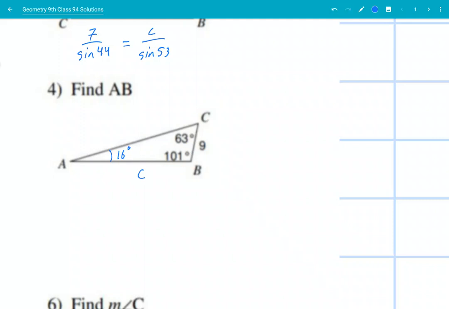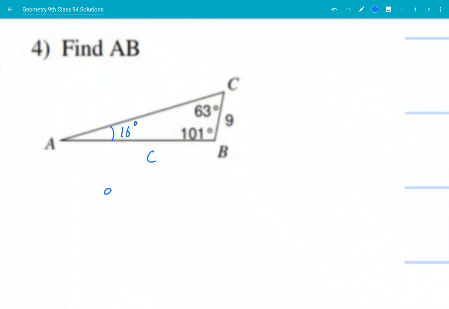So we're going to say 9 over sine of 16 equals little c over sine of 63. So 9 times sine of 63 divided by sine of 16, you get 29.09. So we round that to 29.1. This side is 29.1.